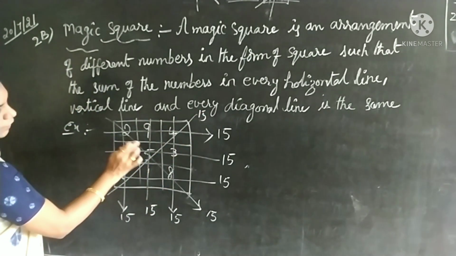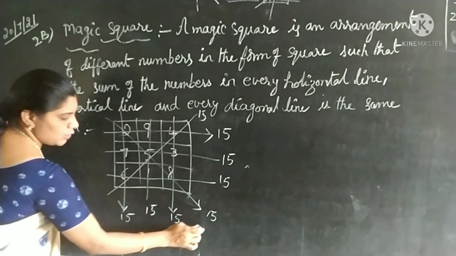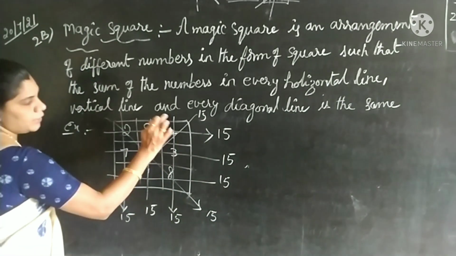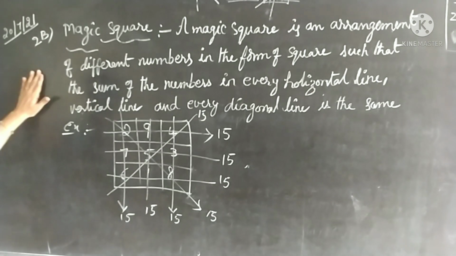So in each and every horizontal line you will get 15 only, and each and every vertical line also you will get 15 only, and each and every diagonal line also you are getting 15 only. Understood? This is nothing but the magic square. Understood? This is the magic square.